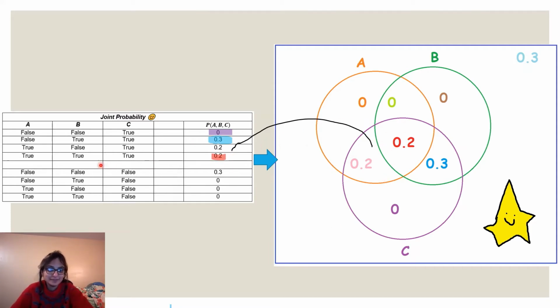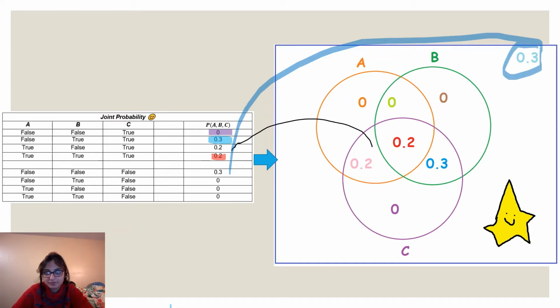And similarly, if all 3 are false, that is what's given by this point 3 here. Everything outside of this figure is point 3. So that's when all 3 of them are false. And similarly, if A is false and B is true and C is false, that's just the probability of B being true, which is just 0. And then the rest are also 0.